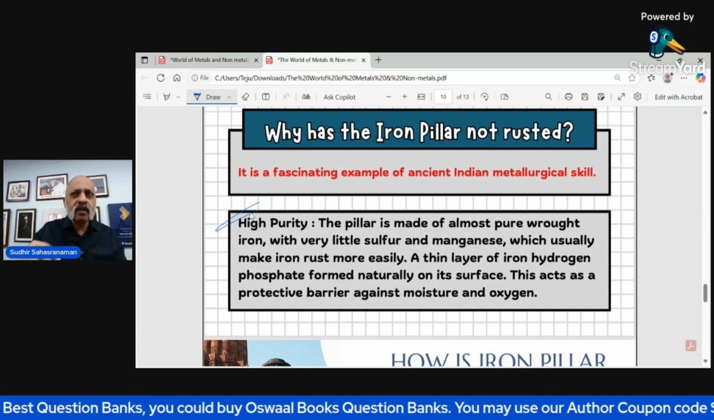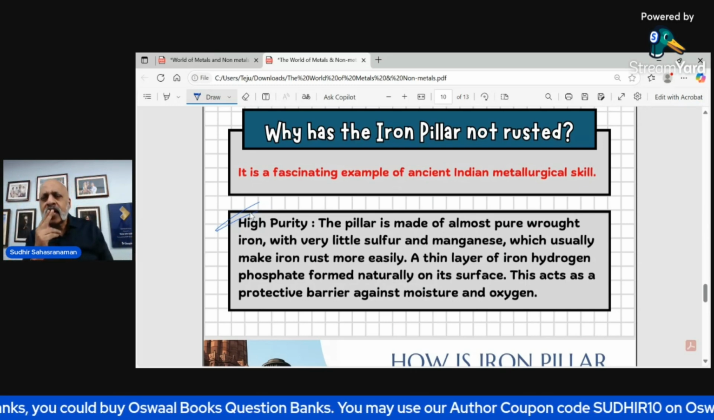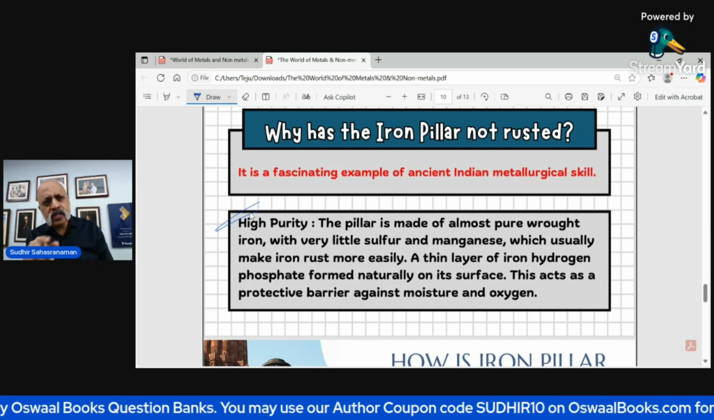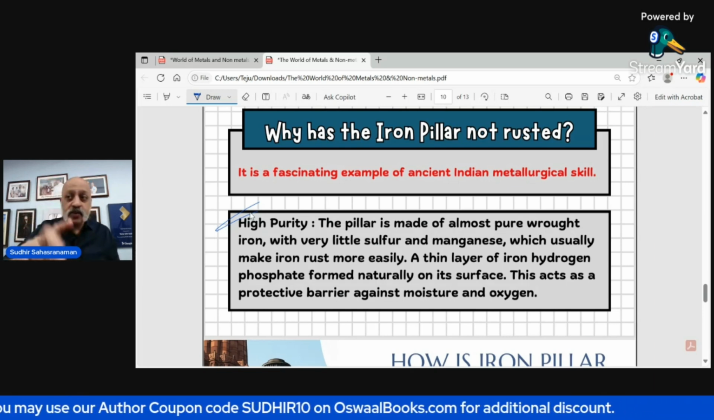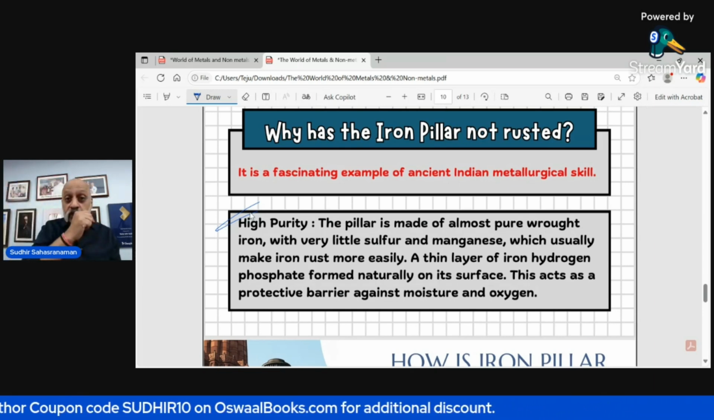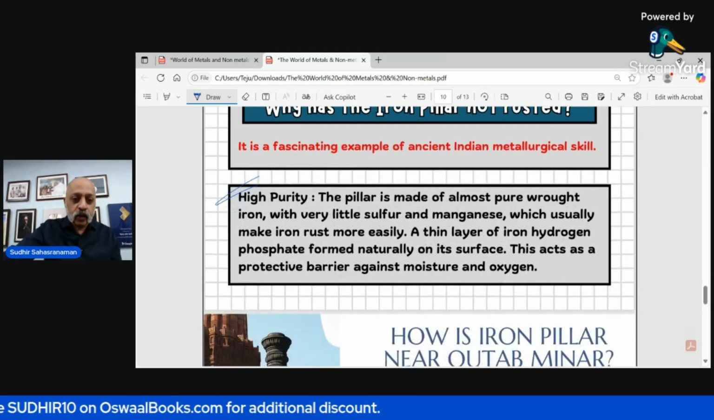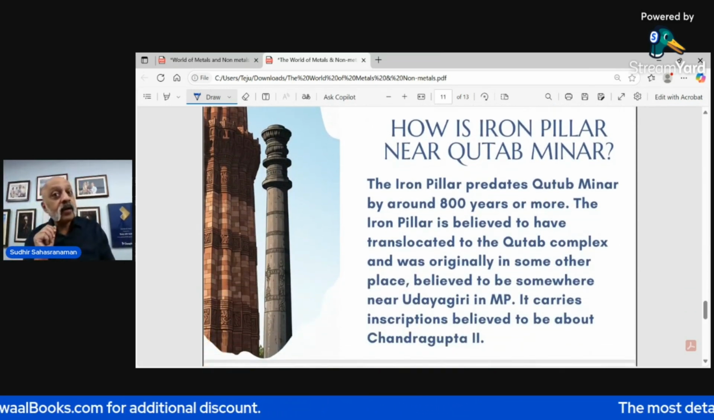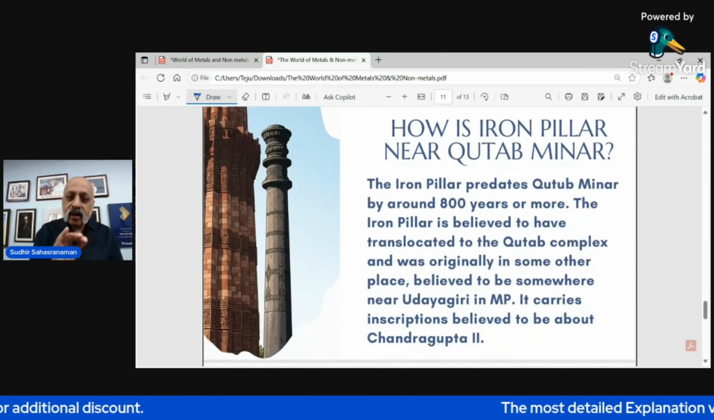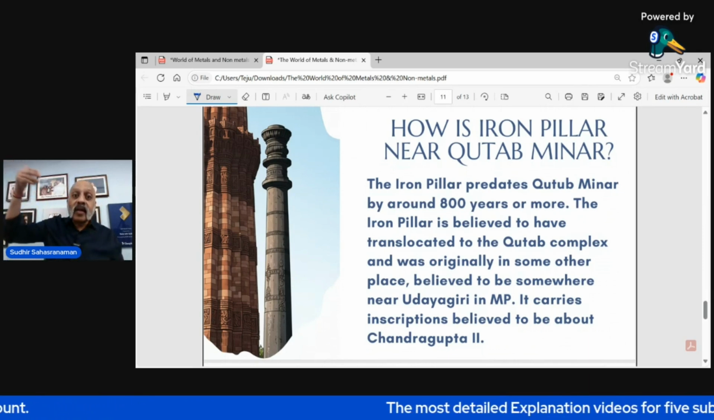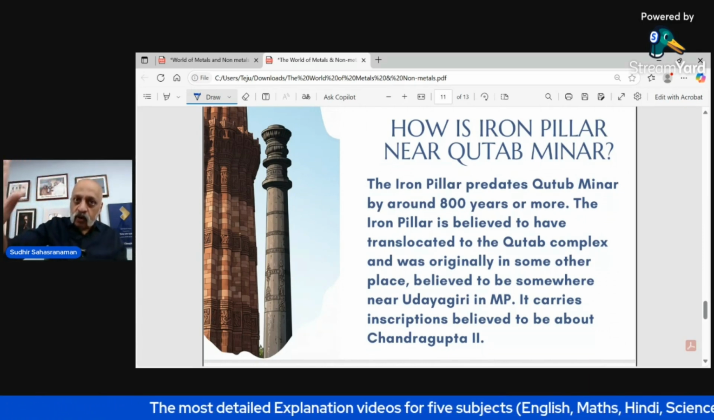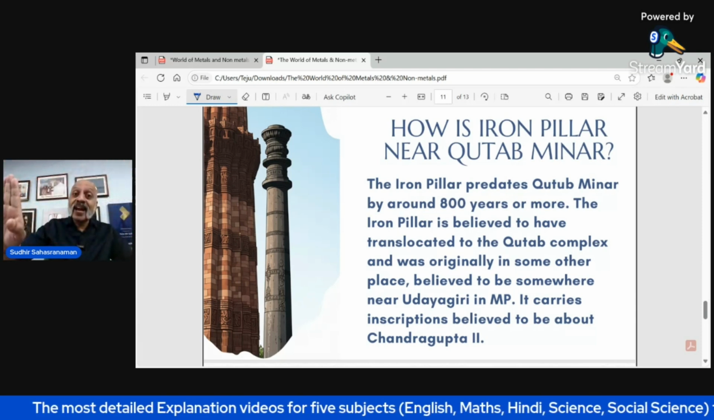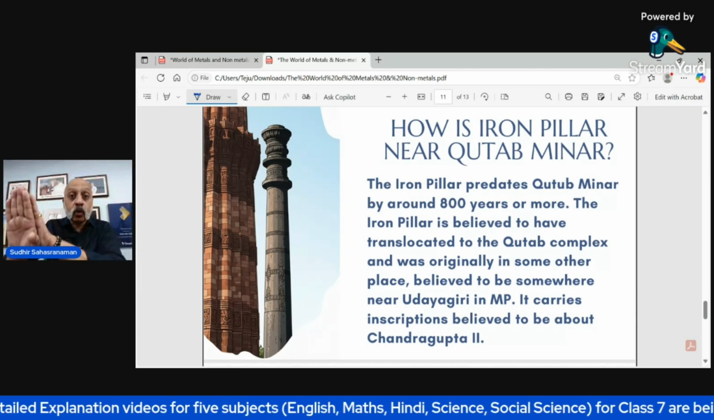Now, the interesting thing, I was wondering, why is it there? Because this is not from the Delhi Sultanate period. I did a bit of history, and incidentally, it's also part of your history textbook, but I will already tell you. The iron pillar is actually older than the Qutub Minar by around 800 years.